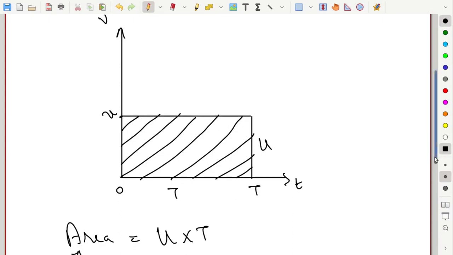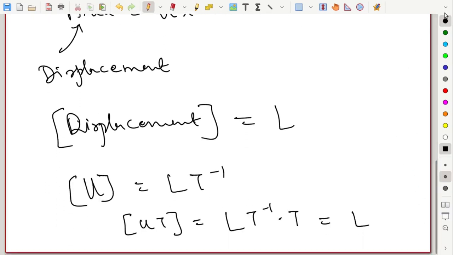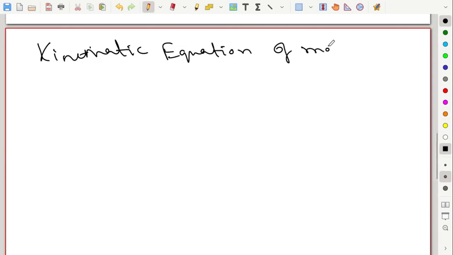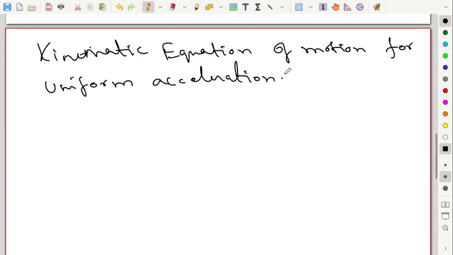So with this we can move on to the main topic, today's topic. So it is deriving kinematic equation of motion for uniform acceleration. Okay, so we are interested to derive kinematic equation of motion for uniform acceleration. So uniform acceleration na constant acceleration அர்த்தம்.